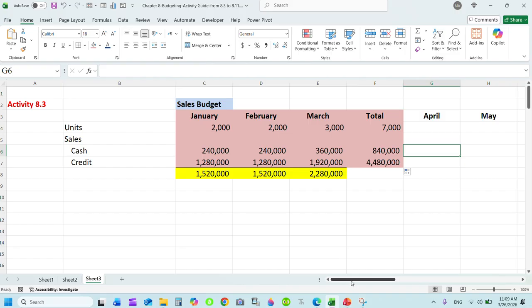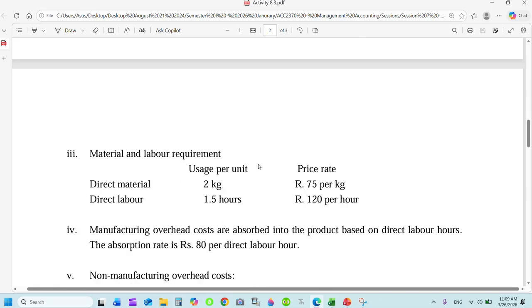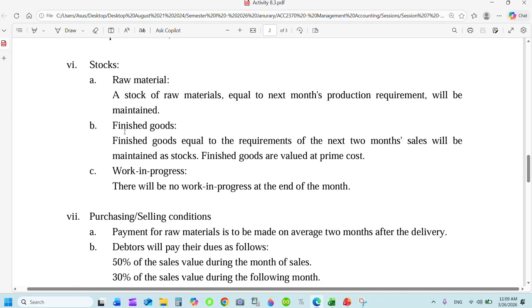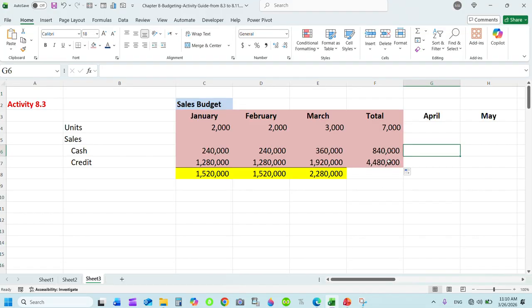And if you want, sometimes you can see this section gives you sales units information about April, May, June. This information, Lamai, may be required when it comes to finding out your closing stock requirement. Can you remember? Here it is said, right? Stock requirement here, finished goods. Finished goods equal to the requirement of next 2 months sales.